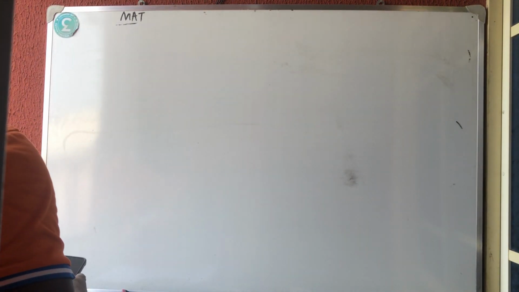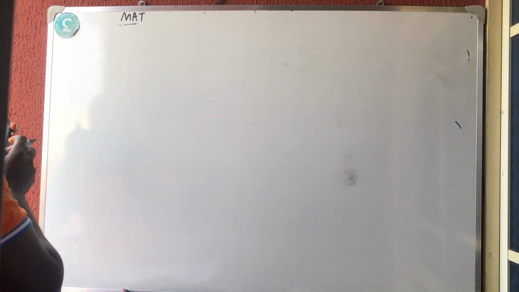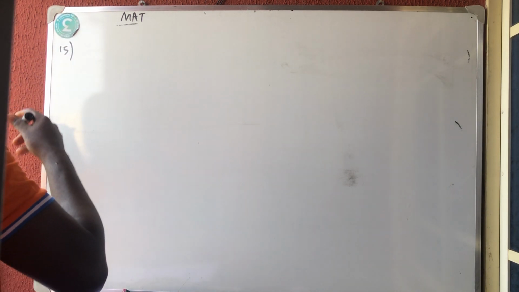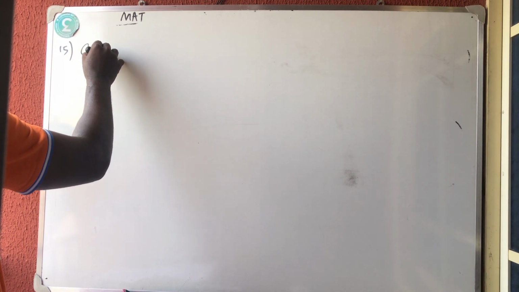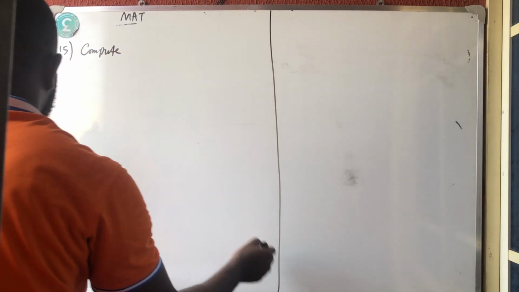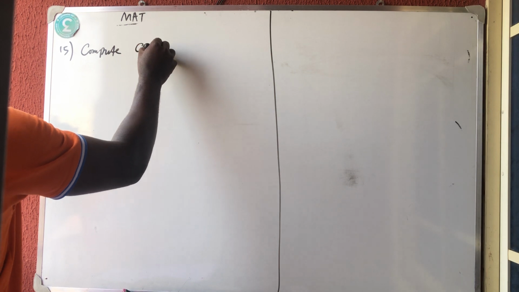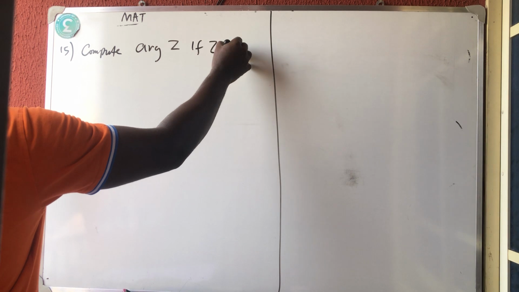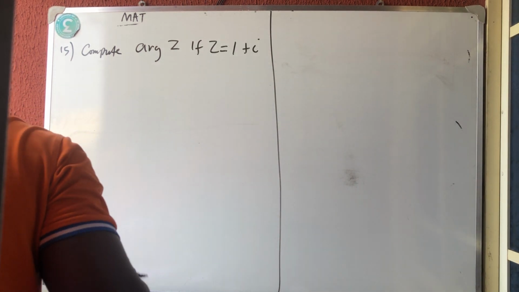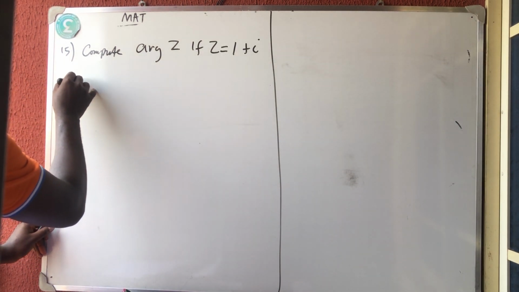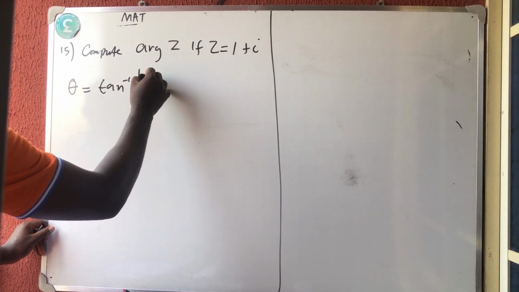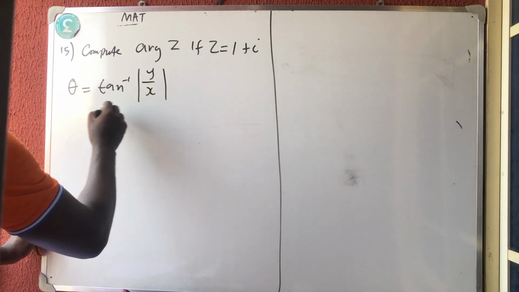So the next one, that is number 15. Number 15 said, compute the argument of z, if that z is equal to 1 plus I. Okay, and argument is theta. Now don't forget that my argument is theta, so theta is equal to what? The tan inverse of the absolute value of what? Y over x. So which is equal to what?